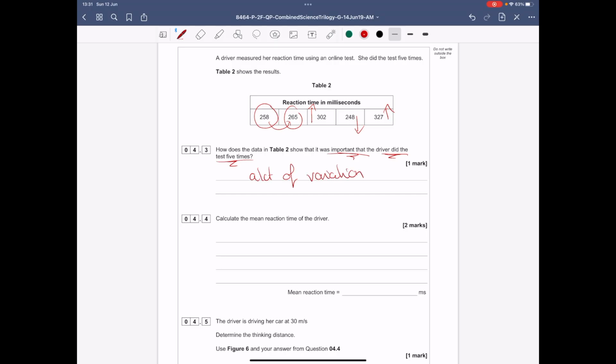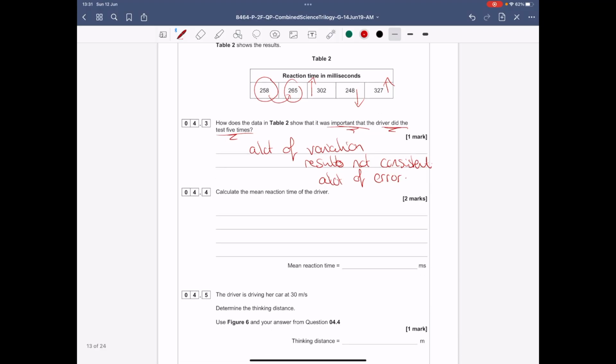Or you could say results not consistent. Or you could even say a lot of error. Anything like that would get you the marks.